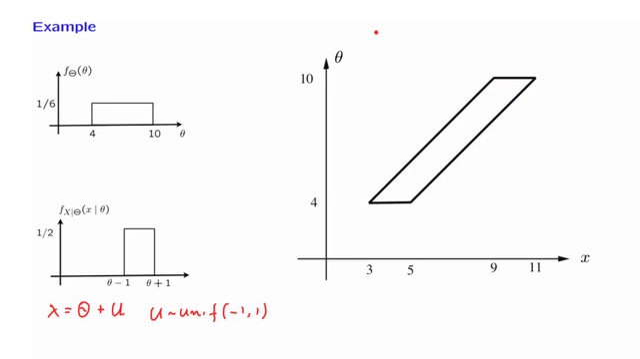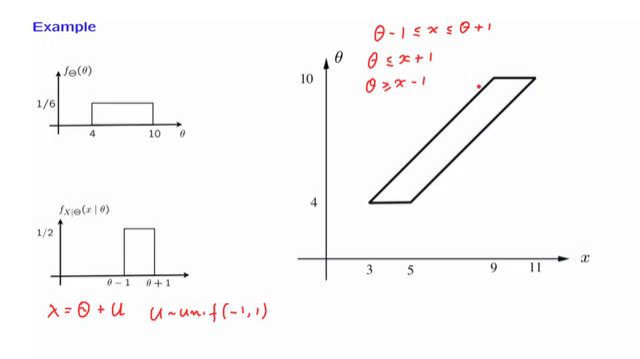From this model here, we know that theta minus 1 is going to be less than or equal to x, and x is going to be less than or equal to theta plus 1. And we translate this into two inequalities, namely that theta is less than or equal to x plus 1, and from here that theta is larger than or equal to x minus 1. So these are the constraints that we have on the possible values of x and theta.